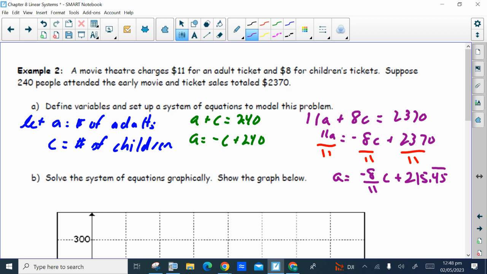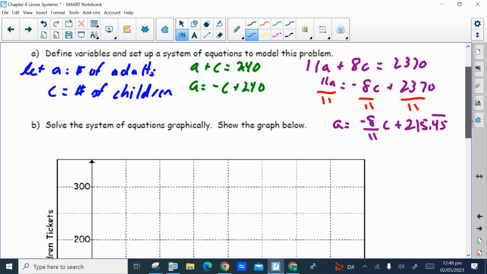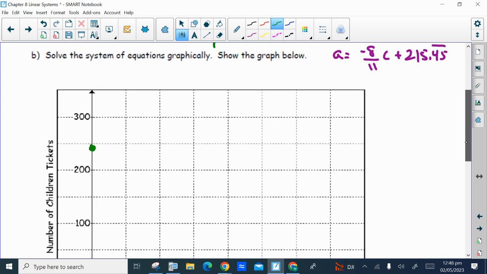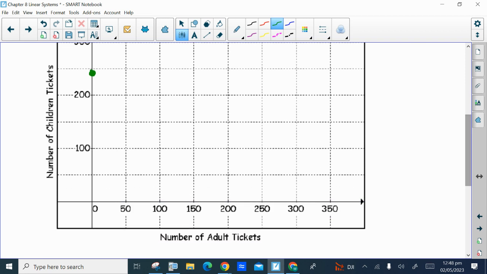So there's the equations in slope-intercept form. The first equation has a y-intercept of 240, which we can guesstimate. That'll be approximately right there, just below 250. But then we have a slope of negative 1, or negative 1 over 1. Well, we can't really do that with the scale that we have, but if we look, we can see that the scale on both axes is 50.